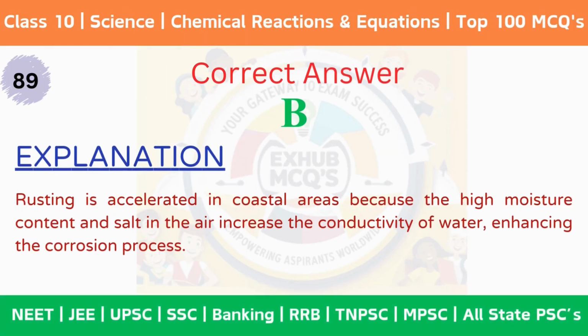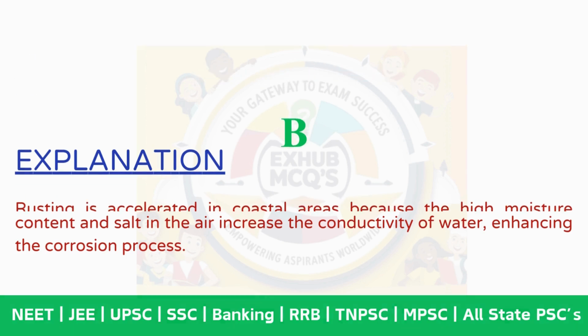The correct answer is option B, due to moisture and salt. Explanation: rusting is accelerated in coastal areas because the high moisture content and salt in the air increase water's conductivity, speeding up the corrosion process.